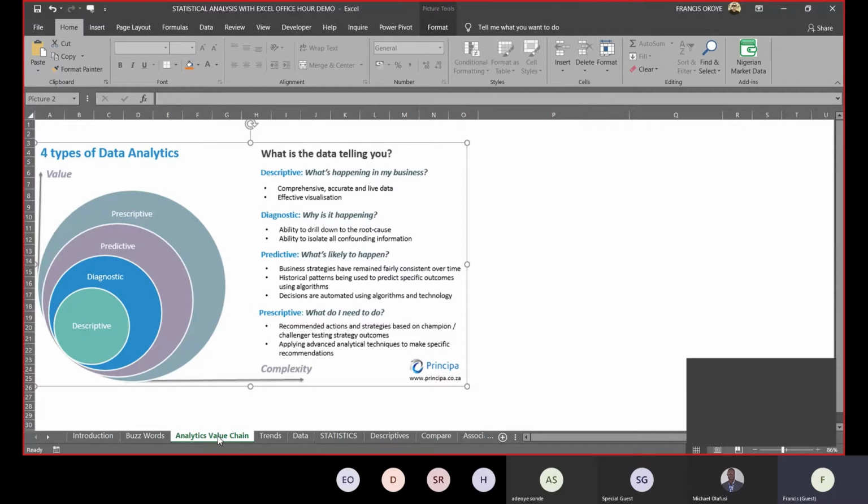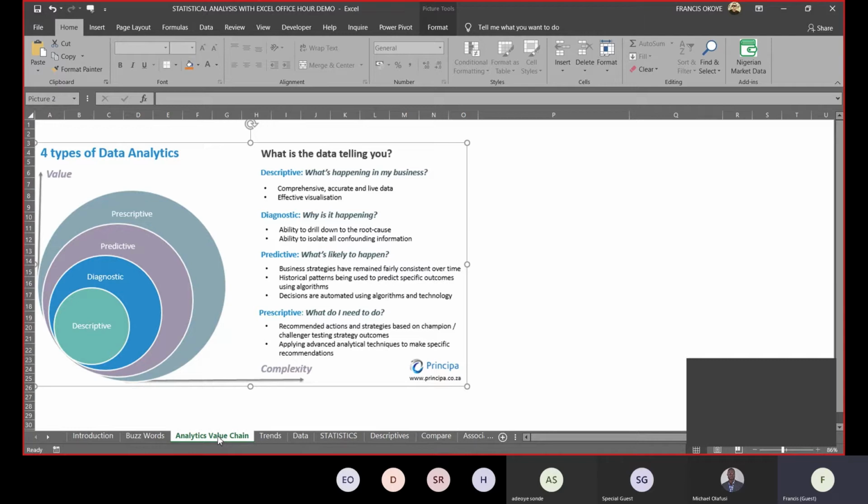So what's happening in my business, if it's an organization? Why is it happening? What is likely to happen? And what do I need to do to make it happen? If you understand this, this is what they refer to as data analytics. They call it descriptive analytics, diagnostic analytics, predictive analytics, prescriptive analytics.